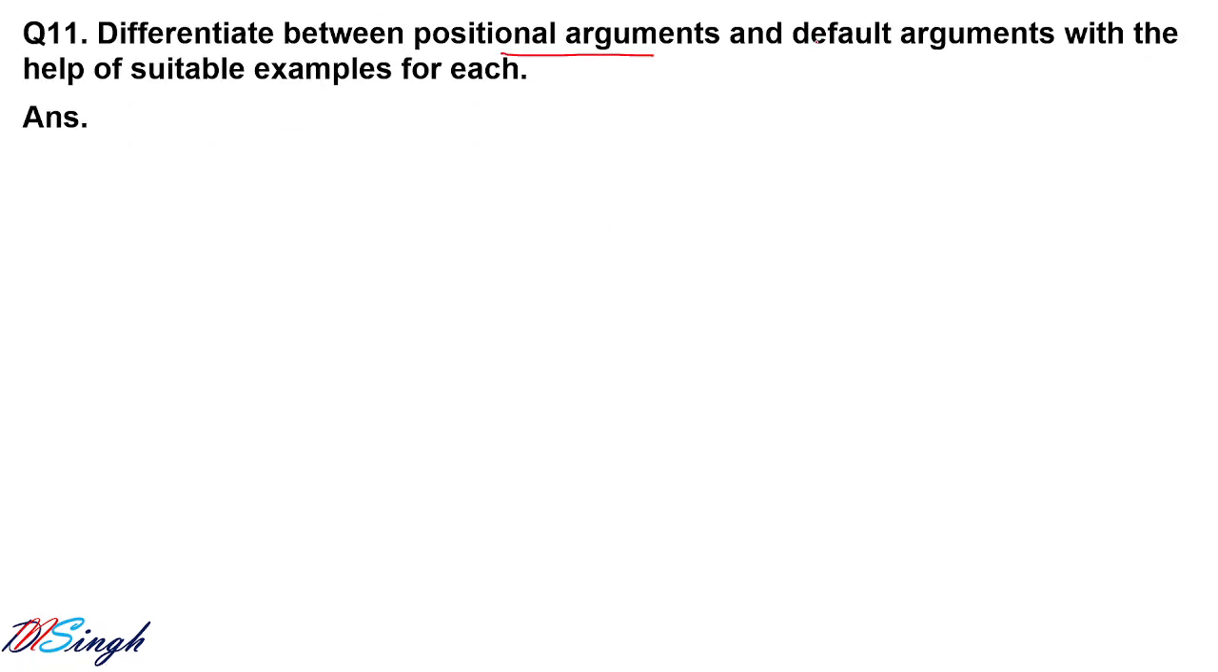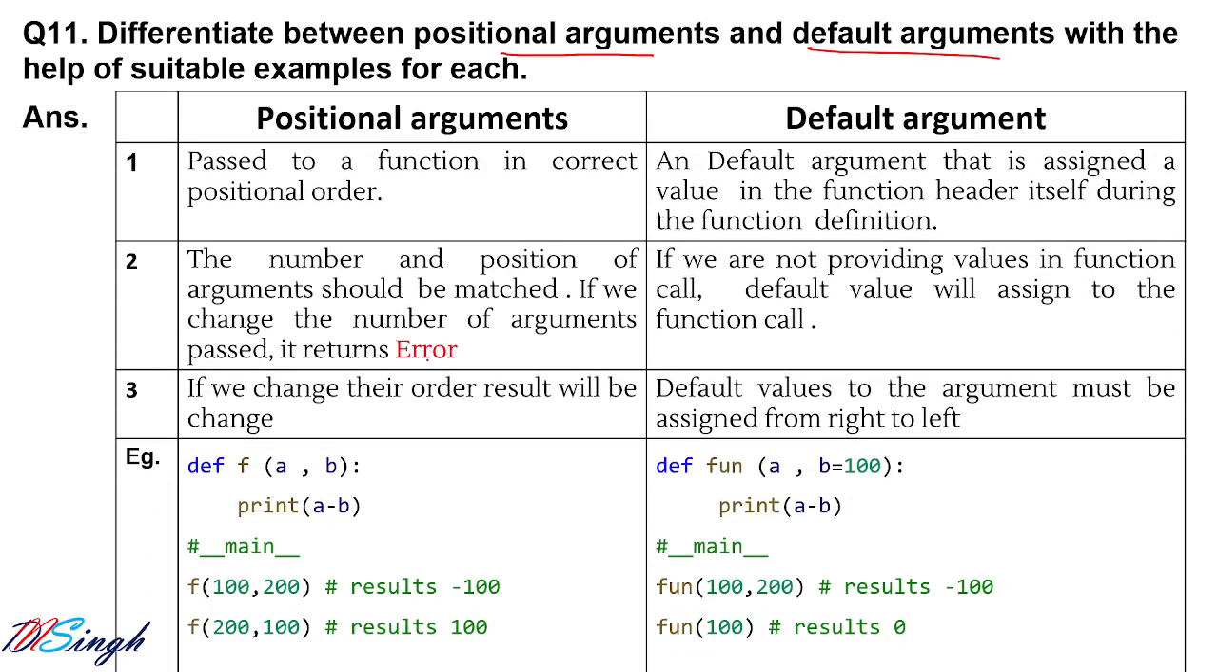Differentiate between positional argument and default argument. Very simple. Positional argument means position-wise assignment. 100 will be assigned to A, 200 will be assigned to B. So A minus B will be minus 100. And if you call the same function with different values, A will be assigned 200 and B will be assigned 100. So, position-wise assignment.